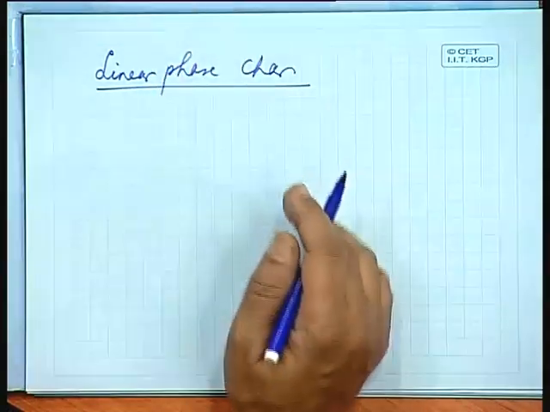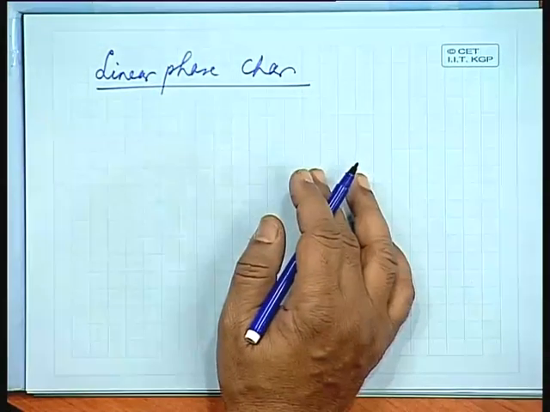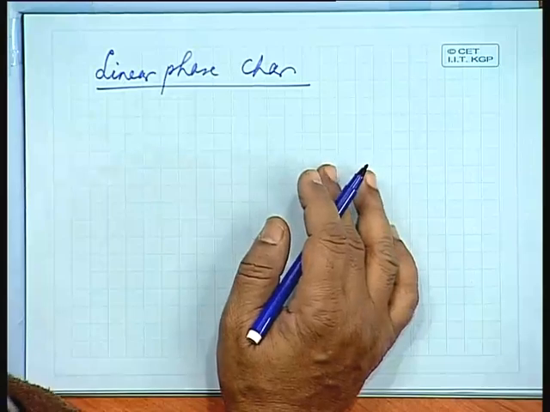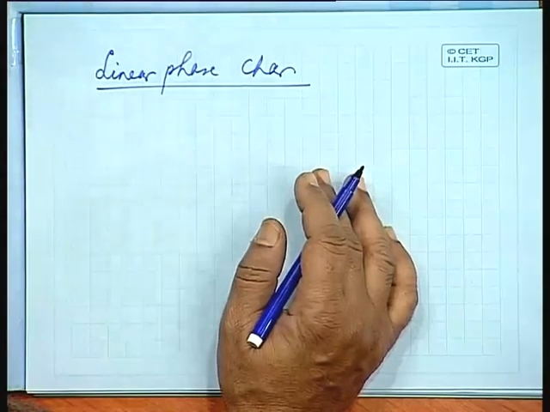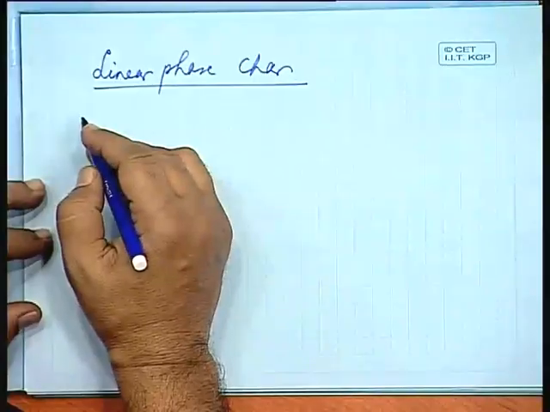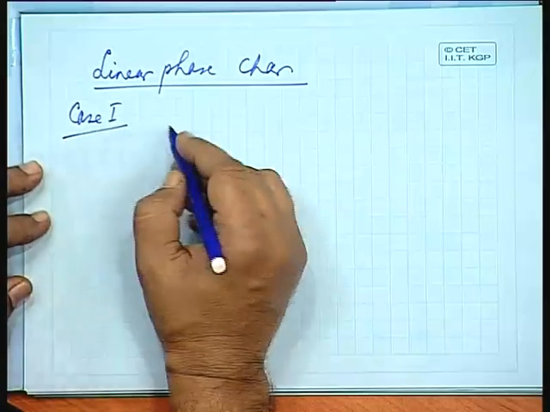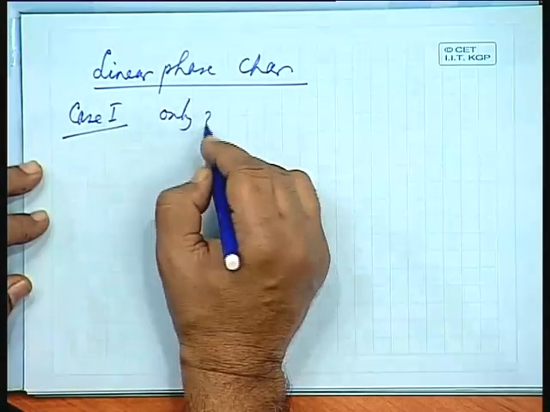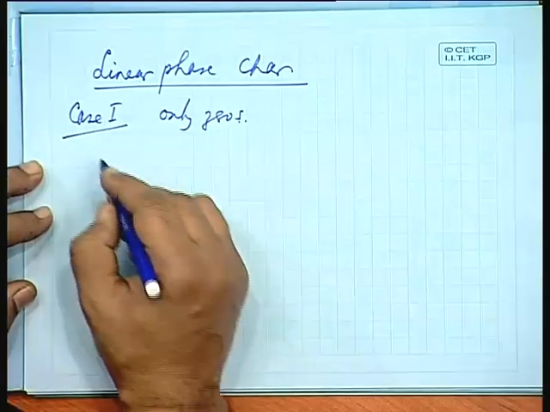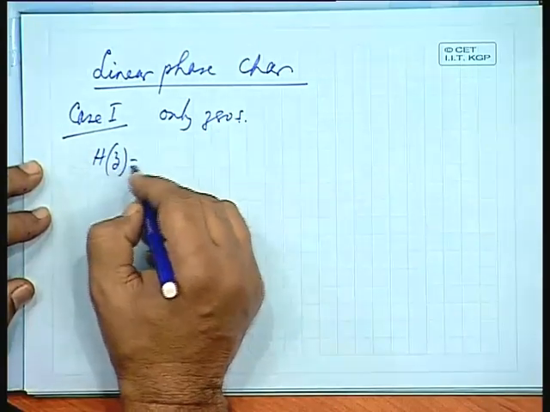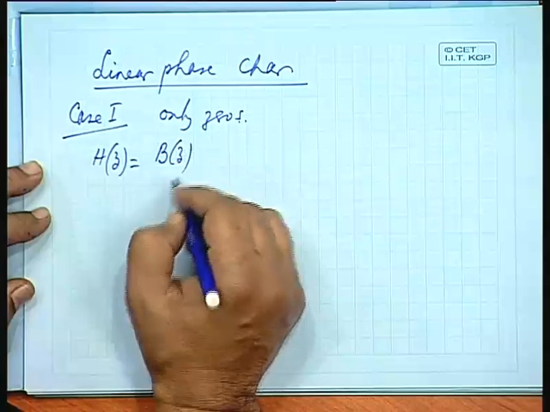Okay. Now, we will see how to achieve linear phase very soon. Now, let us again study the characteristics of filter functions from the location of poles and zeros. All right. Let us take first case when there are only zeros. That means H(z) is having only B(z).